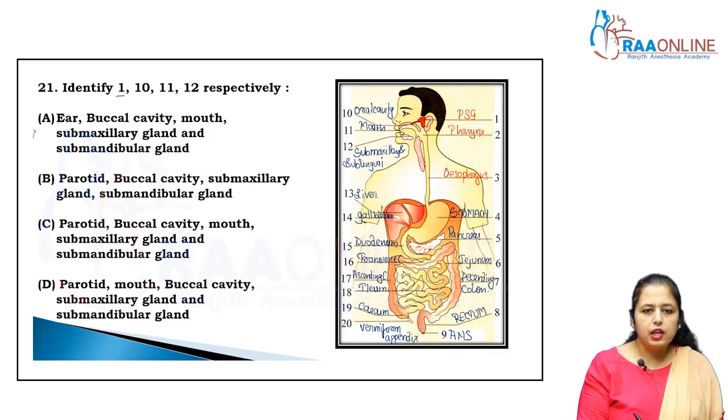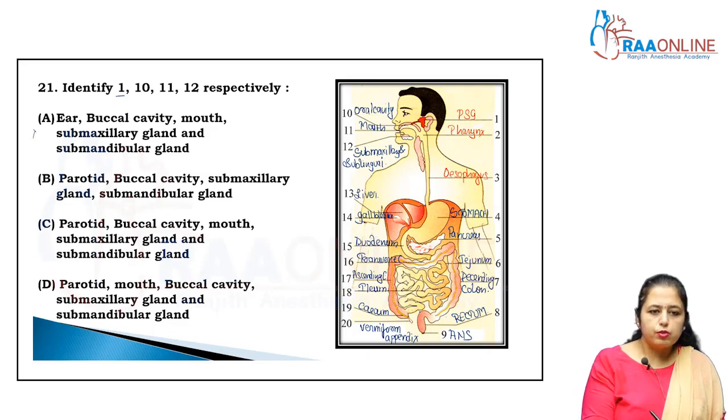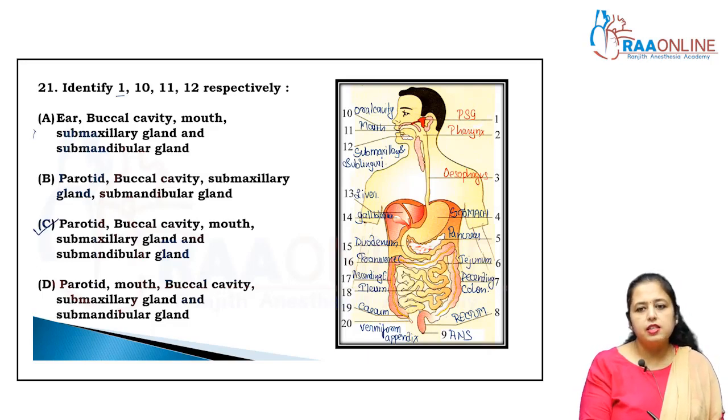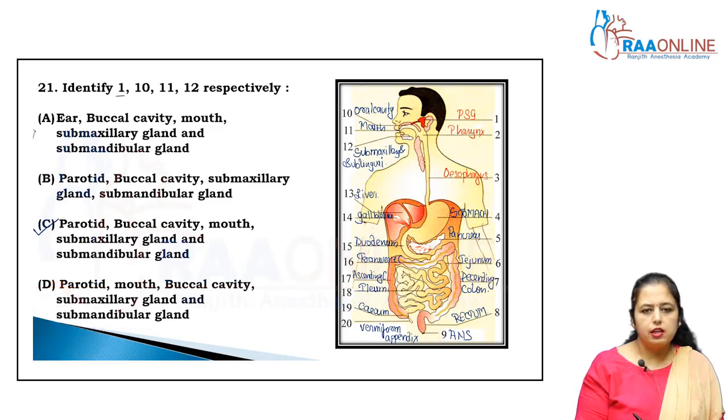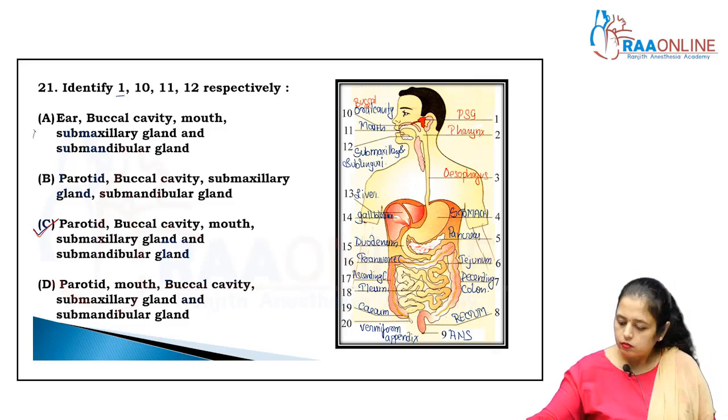11th is the mouth and submaxillary gland. So the correct answer is C, oral cavity, or we can say the buccal cavity, right? So here the correct answer is C, right? Correct answer is C. Okay.